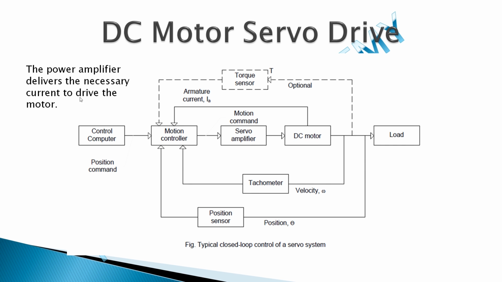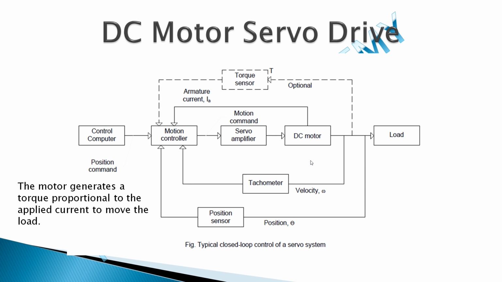Now the power amplifier delivers the necessary current to drive the motor. As I said, whatever the signals are, according to that I am changing the current and voltage, and according to that I am getting the required torque as well as RPM from the DC motor. The motor generates torque proportional to the applied current to move the load. Whatever the commands from the motion controller, the servo amplifier changes the current and voltage, and proportionally I am getting the torque, and we can run the load.